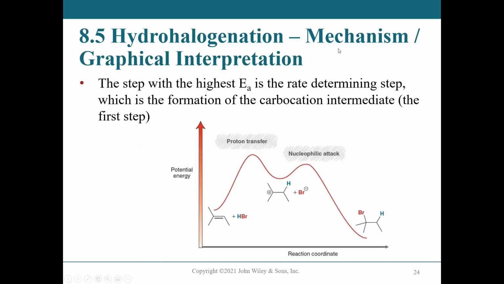So in hydrohalogenation, the step with the highest activation energy is the rate determining step, which is the formation of the carbocation intermediate. So our rate determining step is that we've got to form this carbocation intermediate first. This is our activation energy barrier.